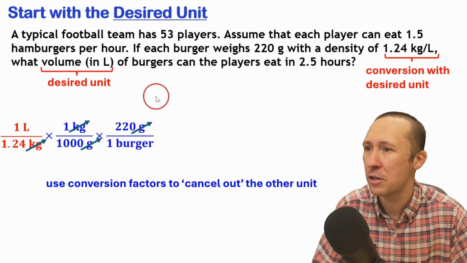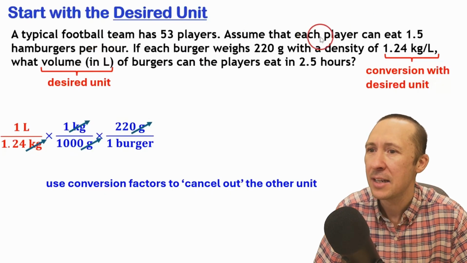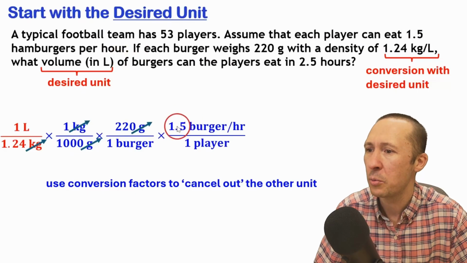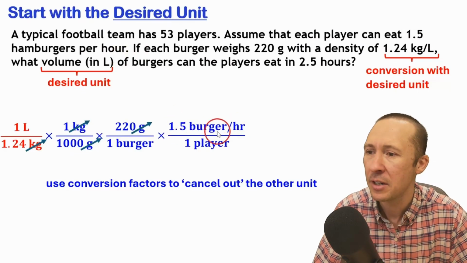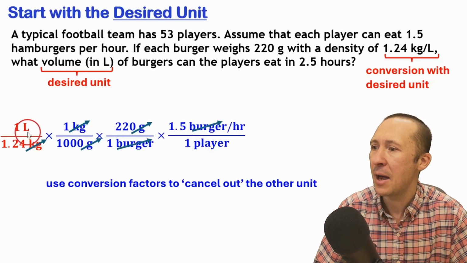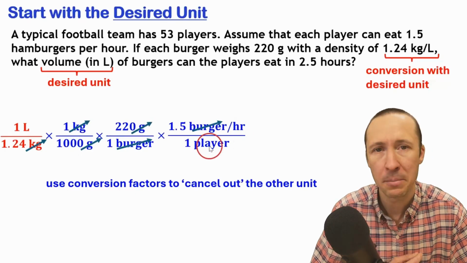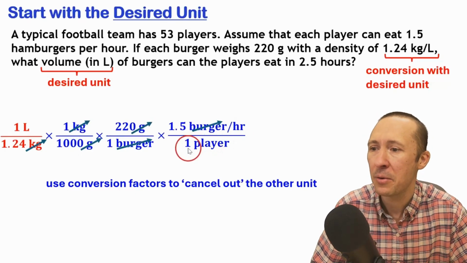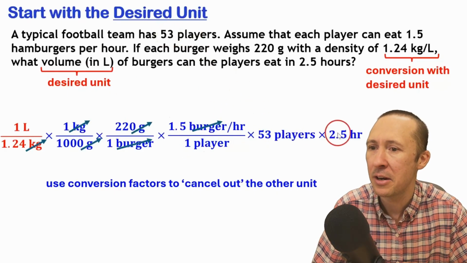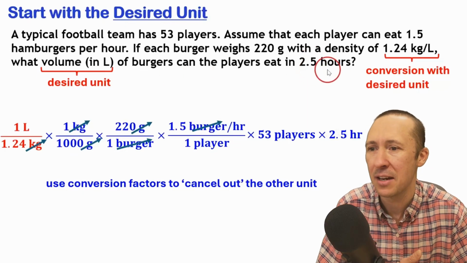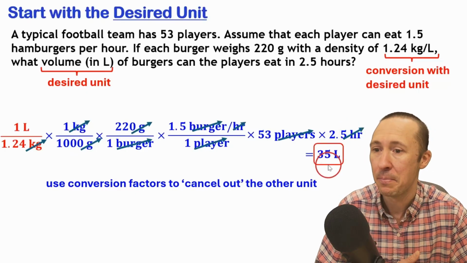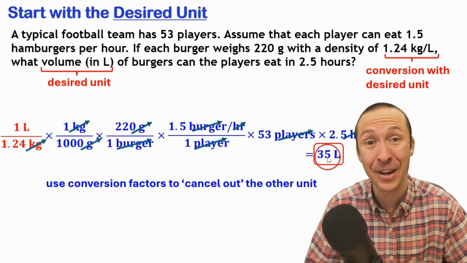We need to cancel out burgers with something, and we'll look around that each player can eat 1.5 hamburgers per hour. So we'll do that, 1.5 burgers for every hour for each player. So that's all for each player. So burgers cancels out. Now we're in liters per hour per player. But we don't care about for every one player, we care about for 53 players. So we'll multiply this by 53 players and the 2.5 hours, because that's kind of our duration, which players cancels out, hours cancels out, and that gives us 35 liters. It's a lot of burgers.